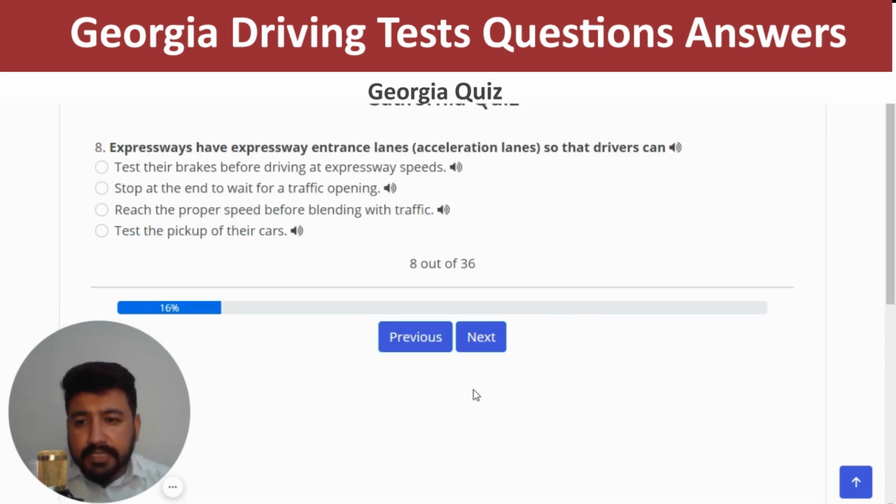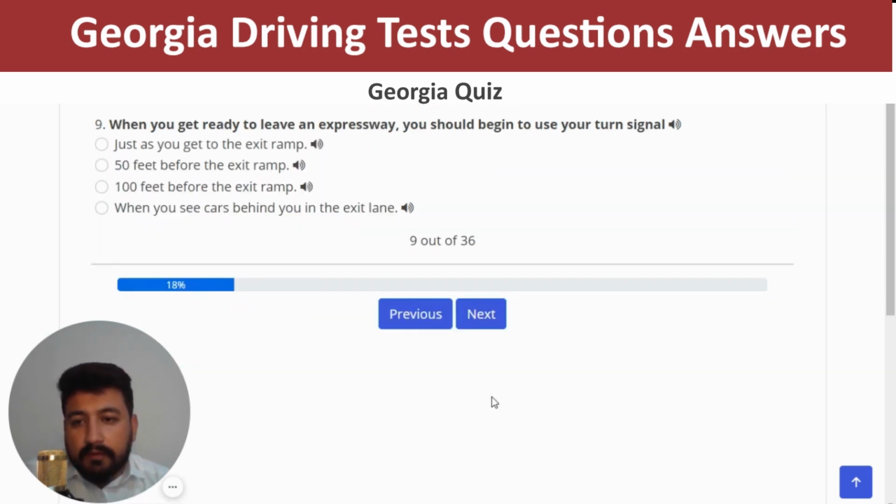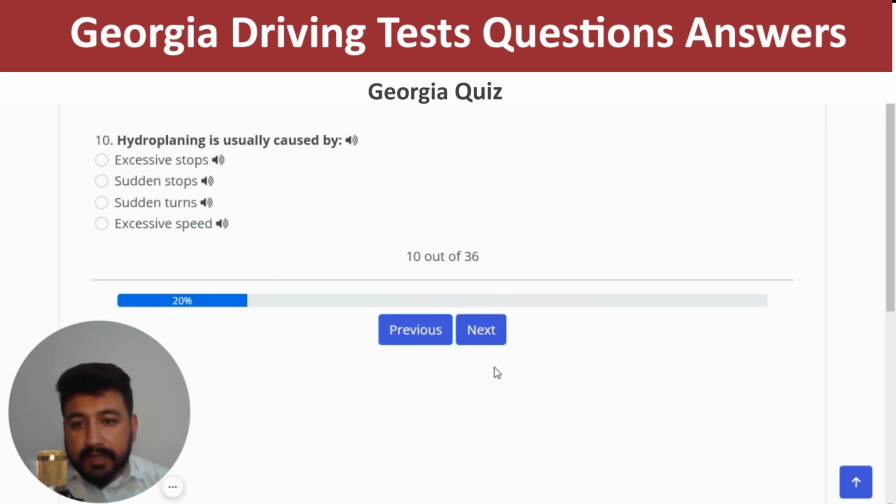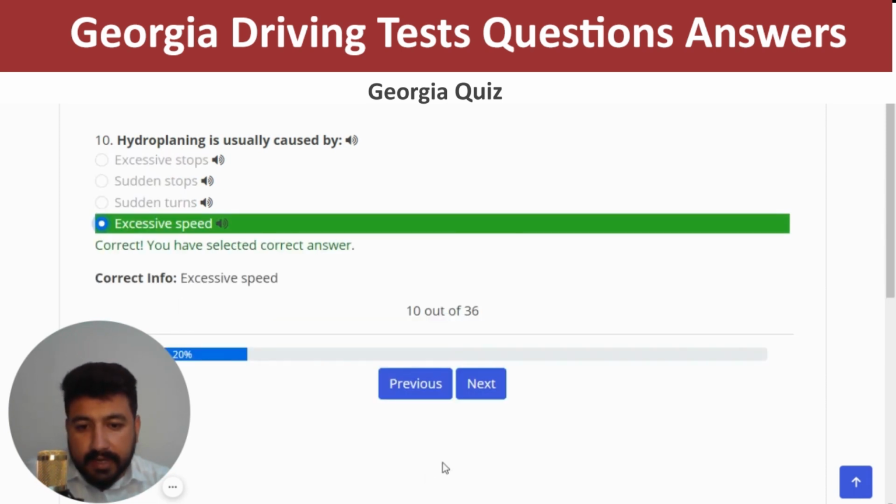Correct. And next. Expressways have express entrance lanes, acceleration lanes, so that drivers can reach the proper speed before blending with traffic. So I'm going to click on the third option. Correct. And next. When you get ready to leave an expressway, you should begin to use your turn signal. So the right answer of ninth question is 100 feet before the exit ramp. So the third option. Correct. And next. The 10th question is, hydroplaning is usually caused by. The right answer of 10th question is the last one, which is excessive speed. So I'm going to click on the last option and next.